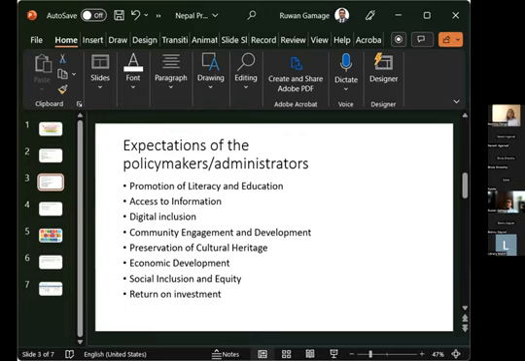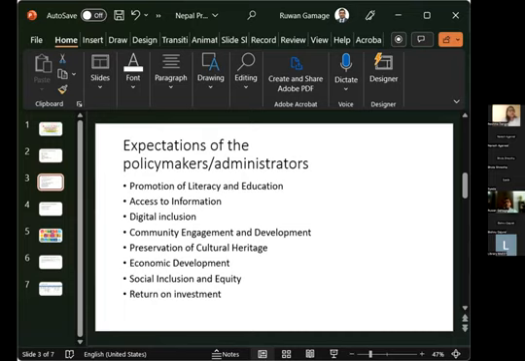And also community engagement and development is required by the policymakers. They ask libraries to become community hubs, and to handle preservation of cultural heritage, economic development, social inclusion, and equity. And above everything, the last point I made, return on investment, is something the policymakers are focusing attention on, because of today's changing environments. When we talk about return on investment, even sociological methods bring us some benefits that cannot be measured by money, by direct return. But we are moving towards that.